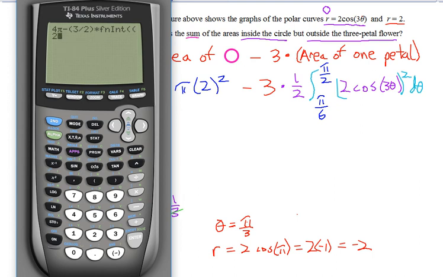2 cosine of 3. If you have it in polar mode, it'll say theta there. If you have it in regular mode, it'll say x, and that will still give you the right answer, as long as it's the same function. And then close parentheses, so we want to square that whole thing. Comma, our variable is theta. Comma, the lower limit is pi over 6. And then comma, the upper limit is pi over 2.